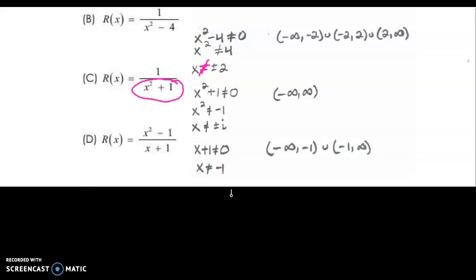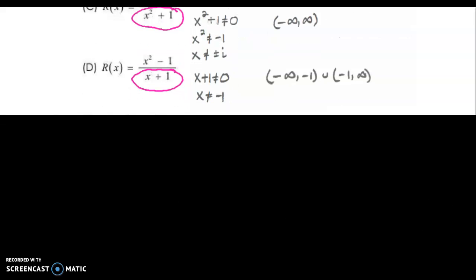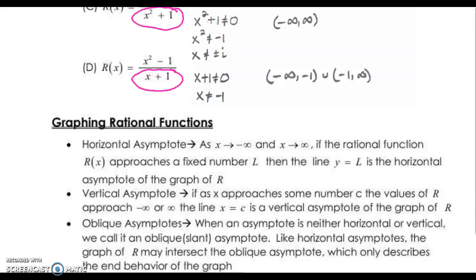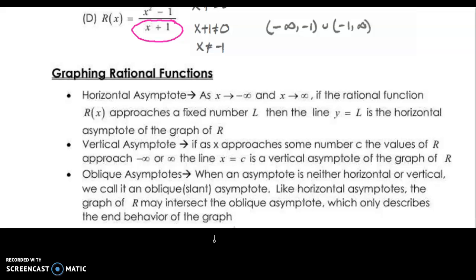And the last one, if I set this denominator equal to 0, where can the denominator be 0? That's at x equals negative 1. So x cannot be equal to negative 1, because we've got a vertical asymptote there, which we are going to talk about right here. Now this is a review.